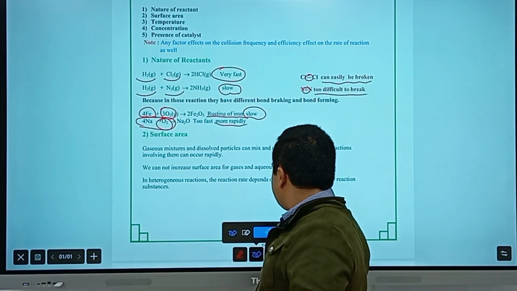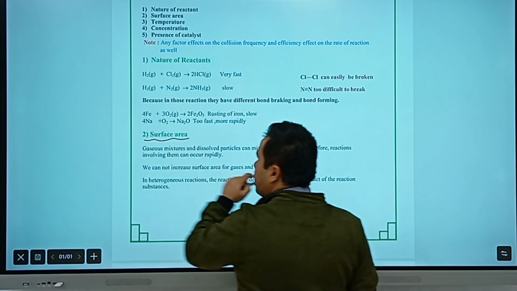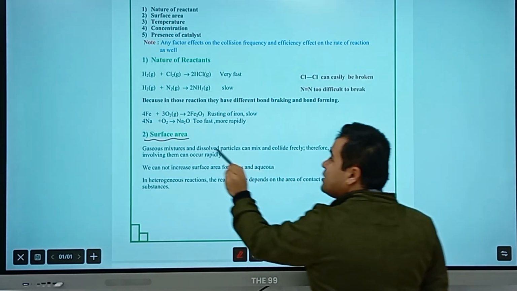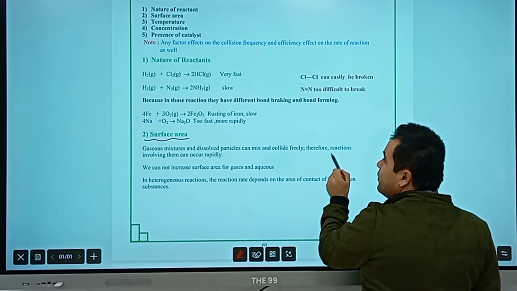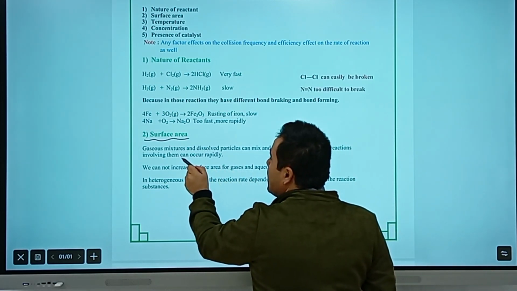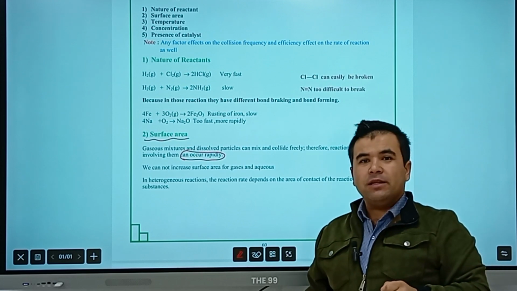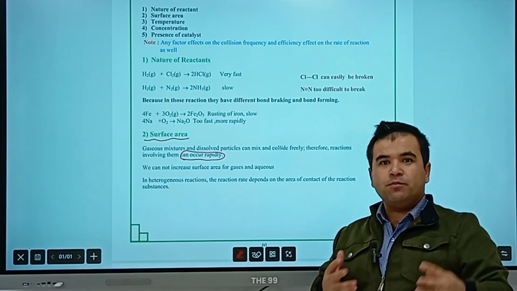The second, guys, is the surface area. In a gaseous mixture and with dissolved particles, the particles can mix and collide freely. Therefore, reactions involving them can occur rapidly. Those are reactions that contain gases and substances dissolved in an aqueous medium.